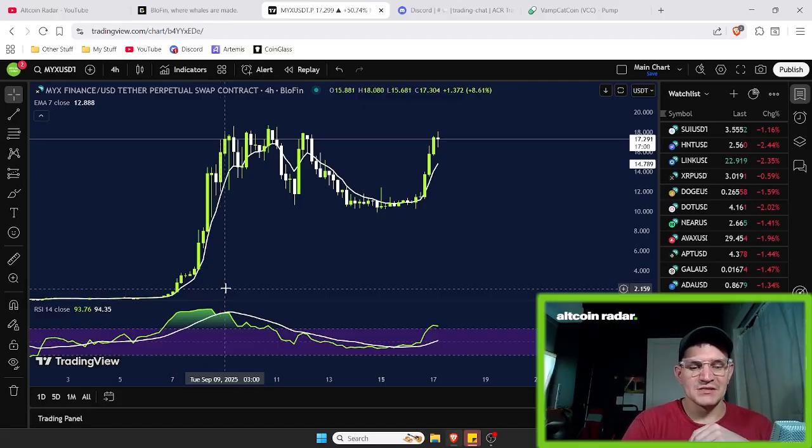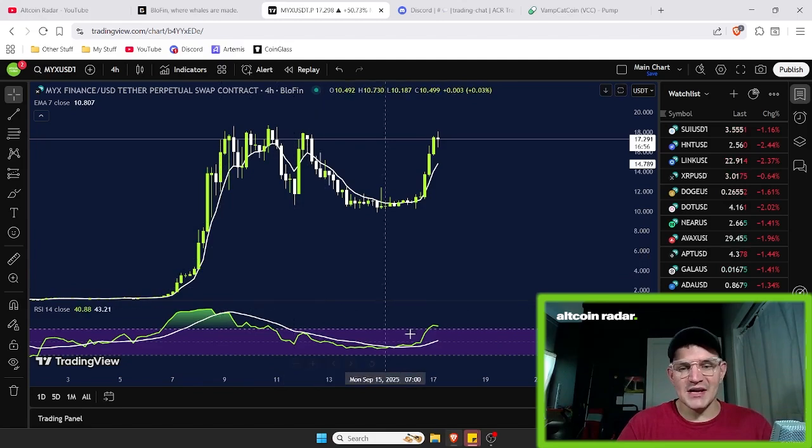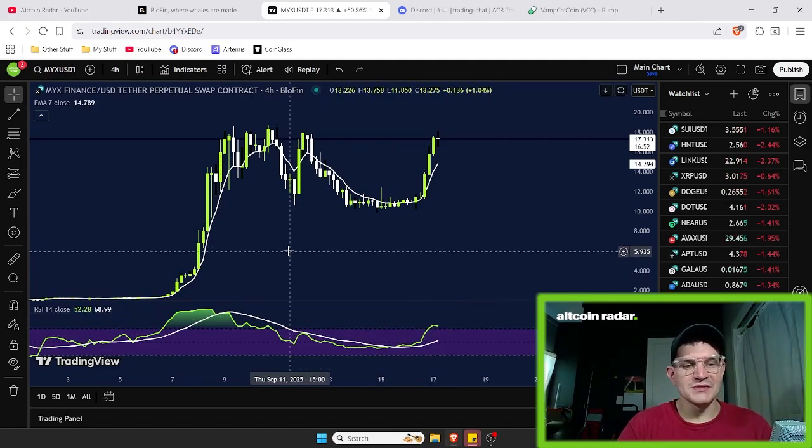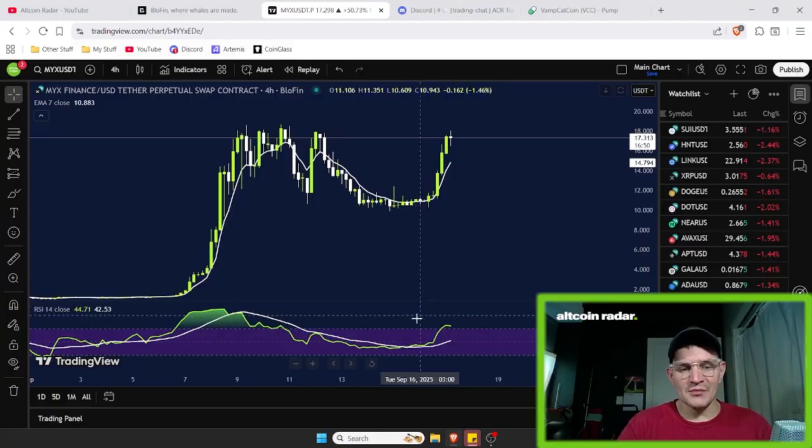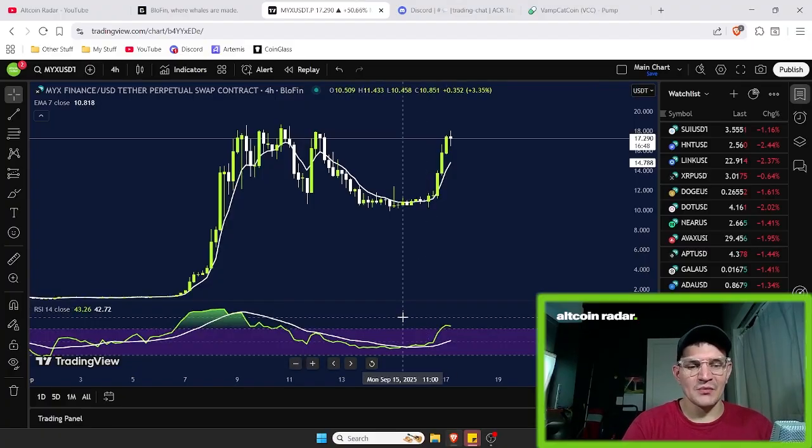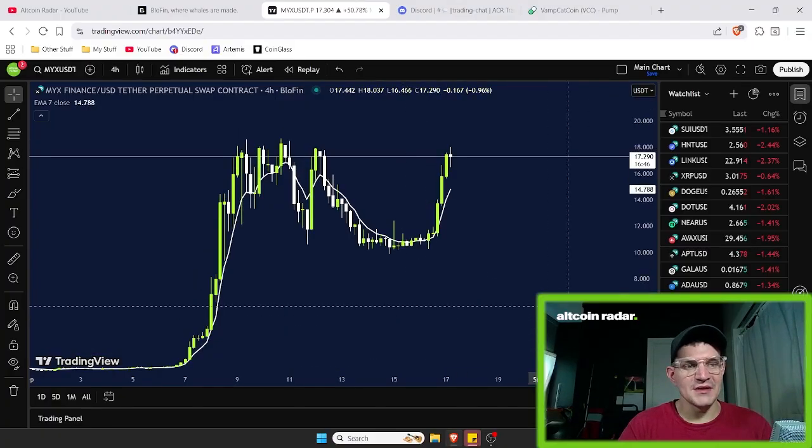All right. So now that we've got the RSI out of the way, it's pretty simple. It's a very basic indicator that a lot of people use. Now that we've got the RSI out of the way, we'll go ahead and move to the EMAs.